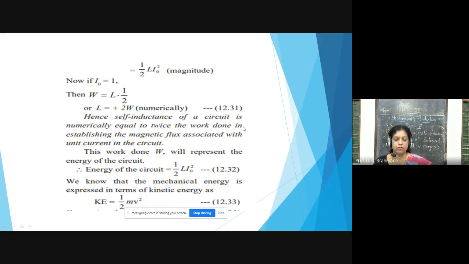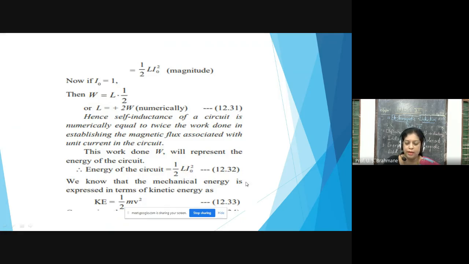Hence, the self-inductance of a circuit is numerically equal to twice the work done in establishing the magnetic flux associated with unit current in the circuit. So unit current is one value. Now this work done W will represent the energy of the circuit. Remember, the energy of the circuit is equal to half Li0 square.